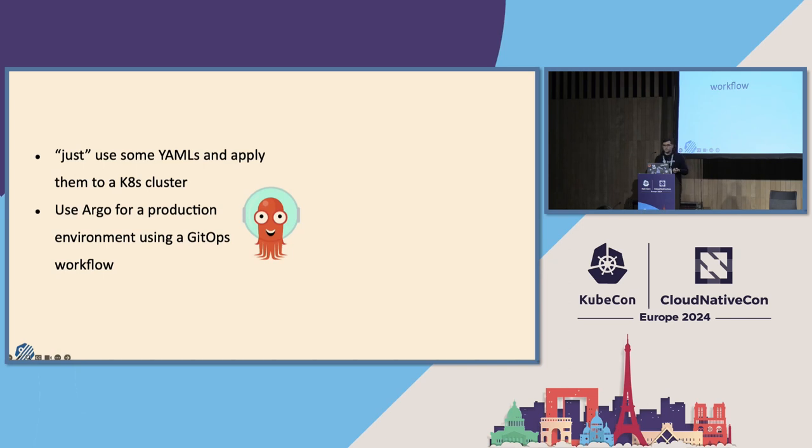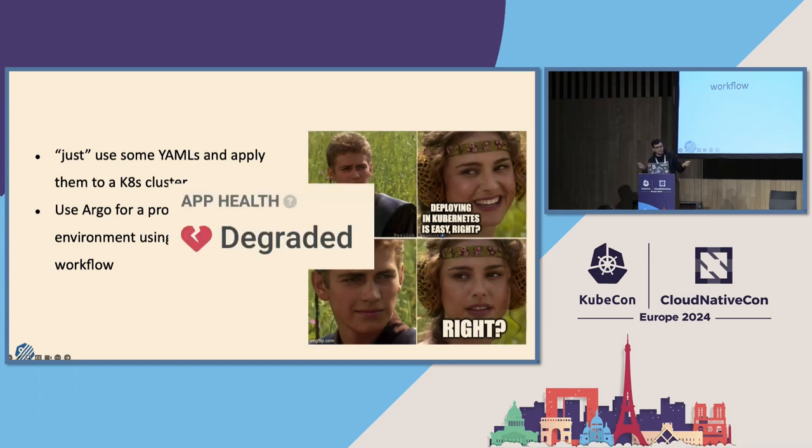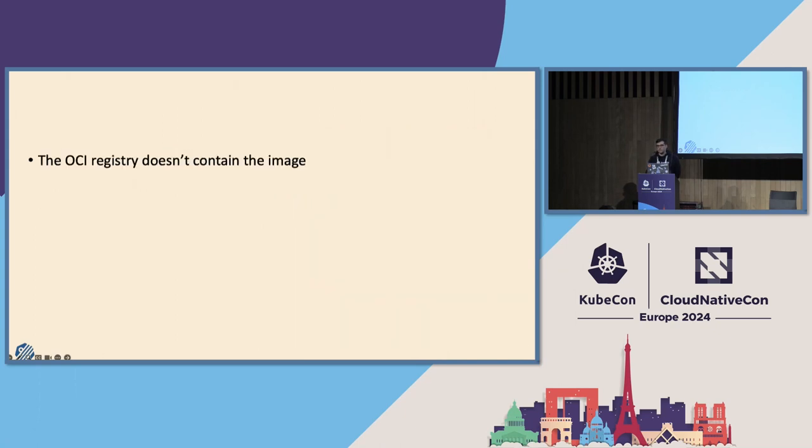Or if I want to be more production ready, I can set up some GitOps workflow where Argo continuously syncs my manifest from my state repo into my cluster, and Argo keeps track of the state changes and everything is done. So deploying on Kubernetes should be easy, right? Right? Well, if you use Argo, I think you saw this quite broken heart a lot. And the reasons for this application health degraded are multiple. And if you use Kubernetes since quite a lot, you will know that there are unlimited ways that you can fail.